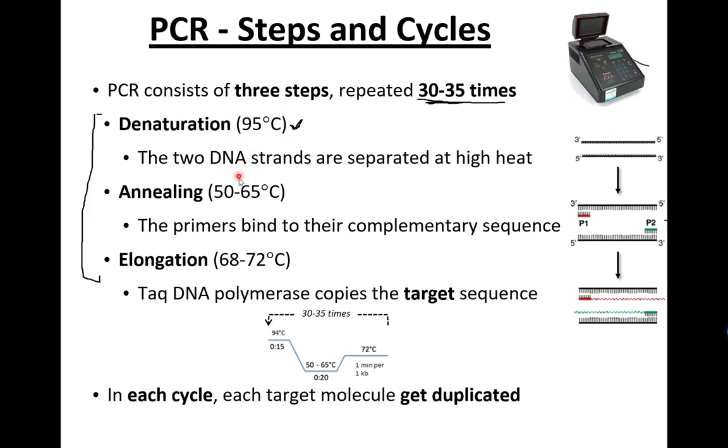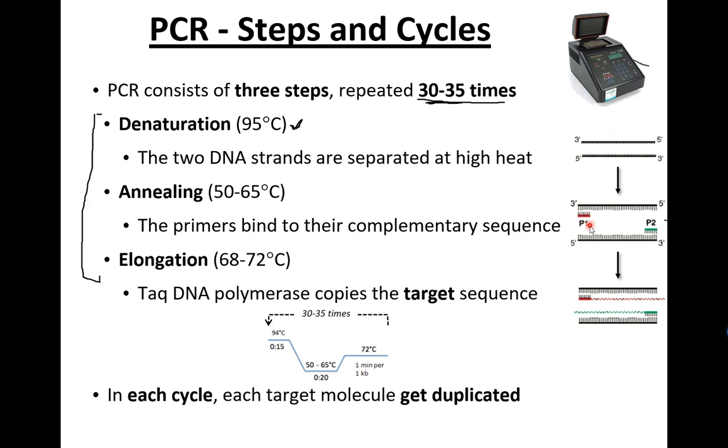Then the temperature is brought down for the second step, which is referred to as annealing. It's called that because that's the step where the primers bind, and the temperature here is between 50 to 65 degrees, depending on the sequence of the primers that you have. By lowering the temperature a little bit here, you allow the primer to find the complementary sequence, the target sequence. So these primers are designed to be complementary to the specific sequence beside the target sequence here.